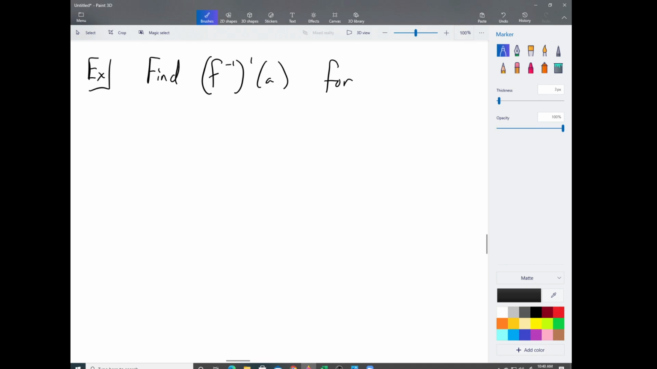So in this problem, this is problem 71 from your homework, we are being asked to find the derivative of our inverse function at some specific x value, that x value is a. Our equation is f of x equals x to the third plus 2x minus 1, and our a value is 2, or in other words the x value that I'm going to plug in.